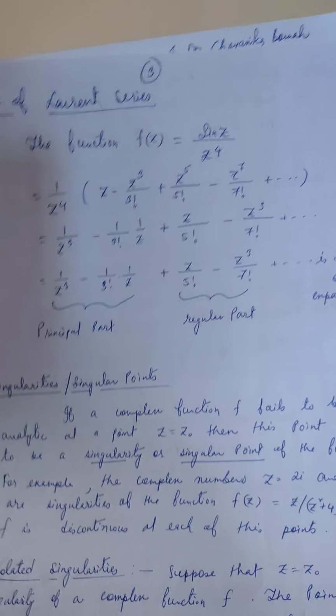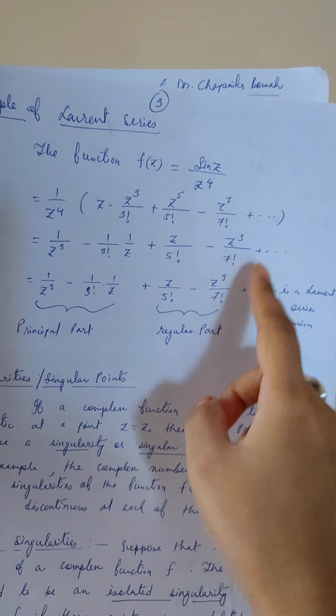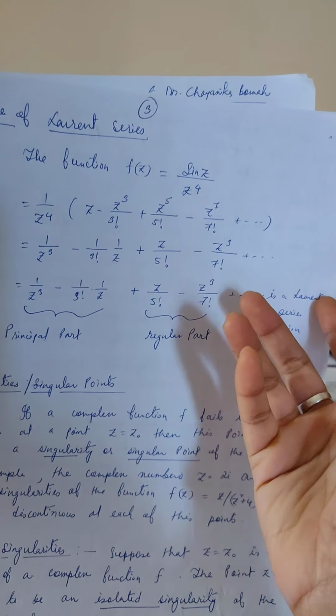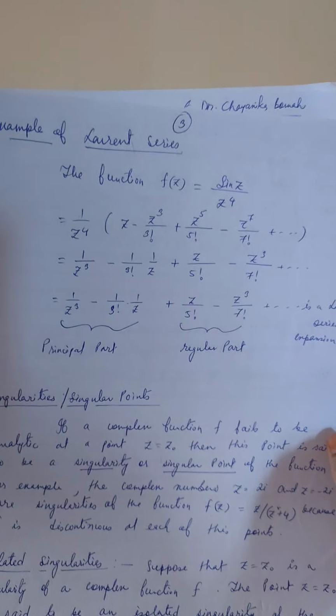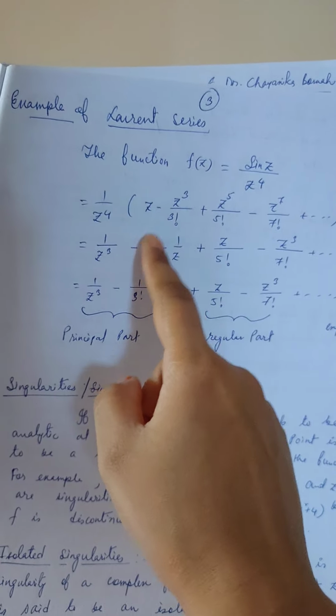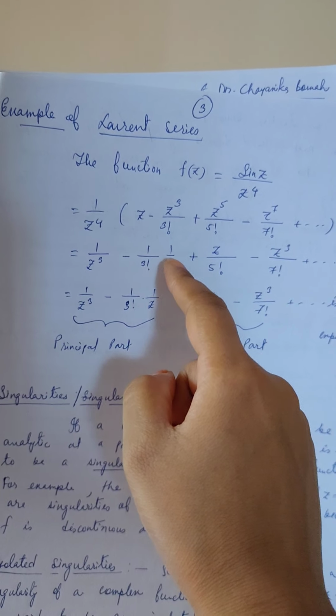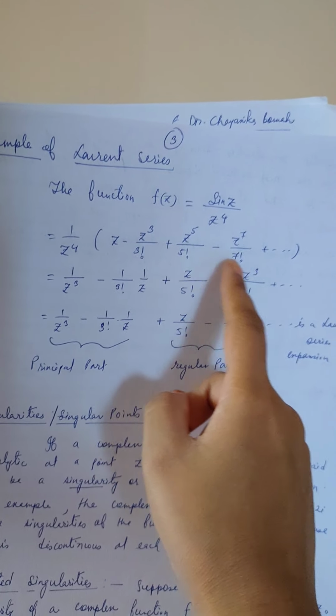Next we will discuss one example. Suppose you are taking the function f of z equal to sine z divided by z to the power 4. We know the expansion of sine z, so just expand sine z. It is 1 by z to the power 4 times (z minus z cube by factorial 3, plus z to the power 5 by factorial 5) like this. This is the general power series expansion.